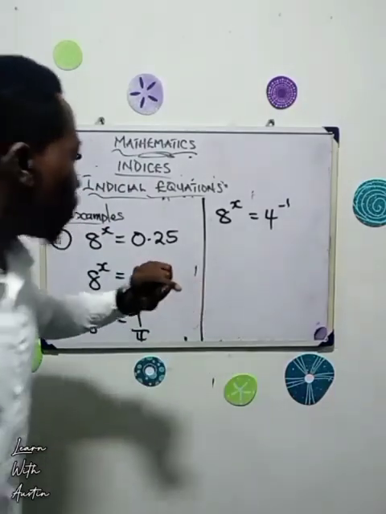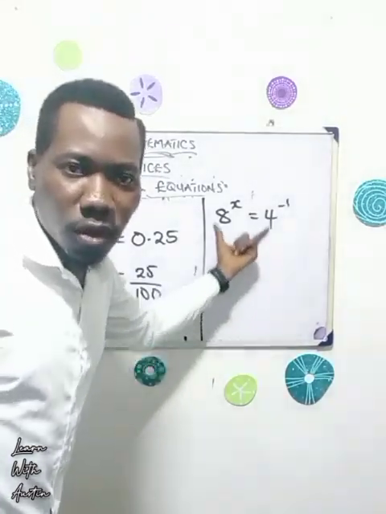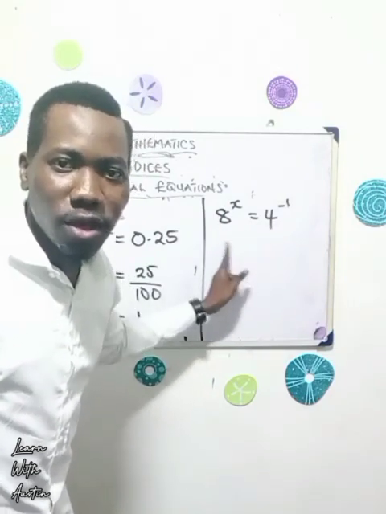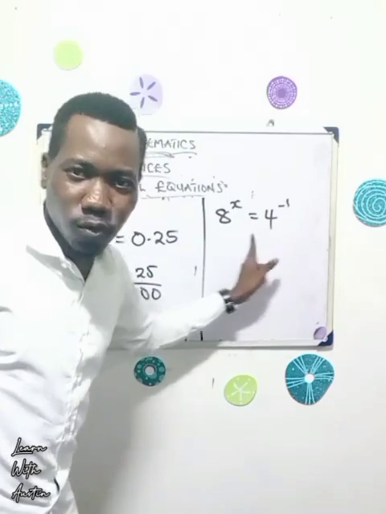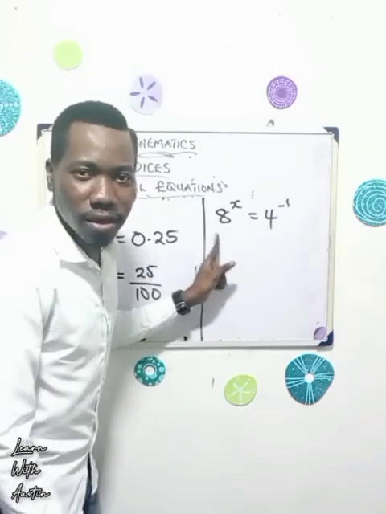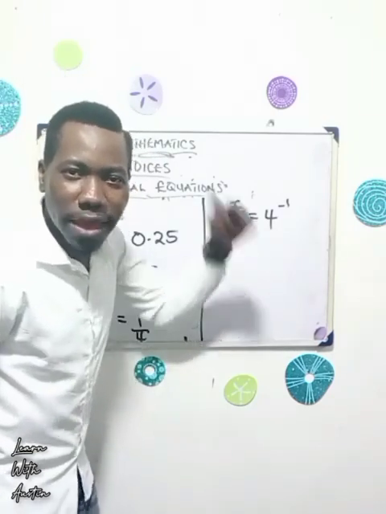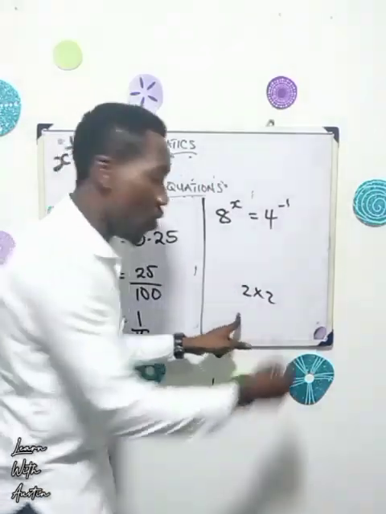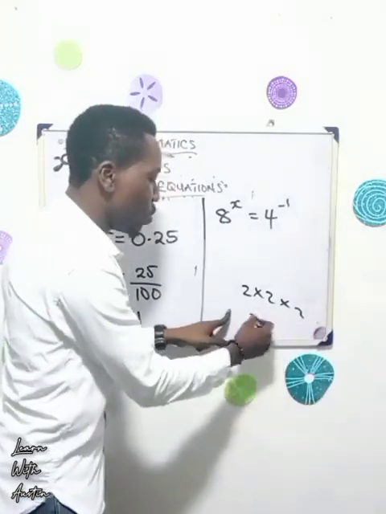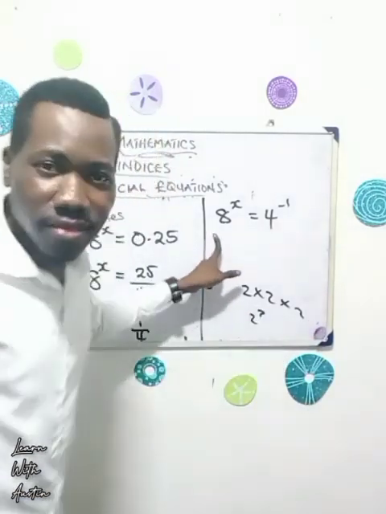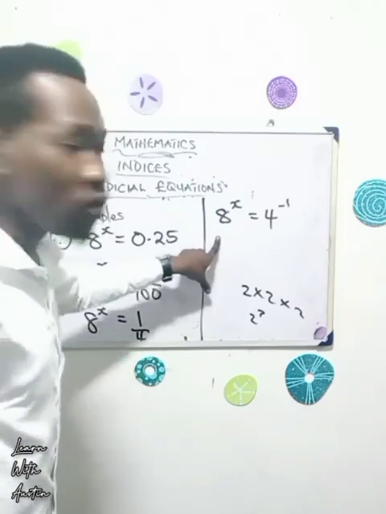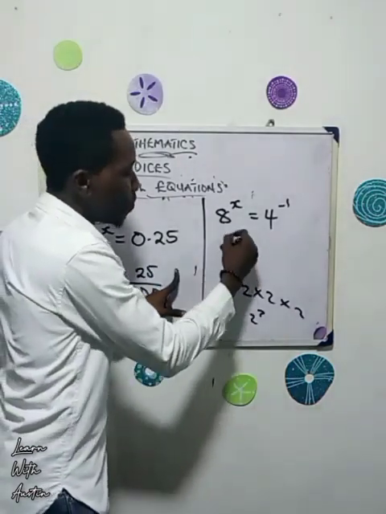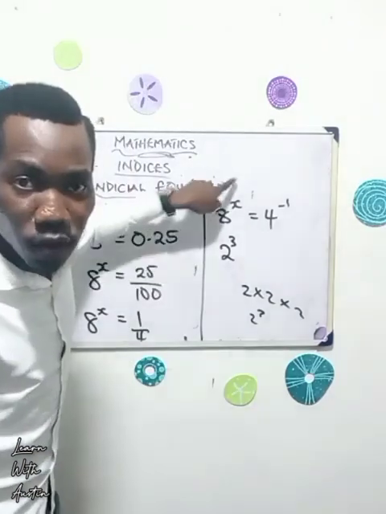So, what was the question? What can we do to this? We can express both of them now in base 2. So 8, to what power are we going to raise 2 to give us 8? That will be 2 times 2, which is 4, times 2, which is 8. So 2 raised to the power of 3. That's your 8, raised to the power of x.